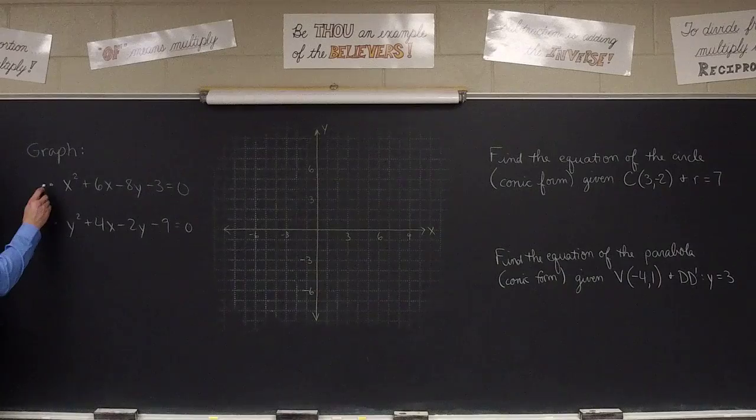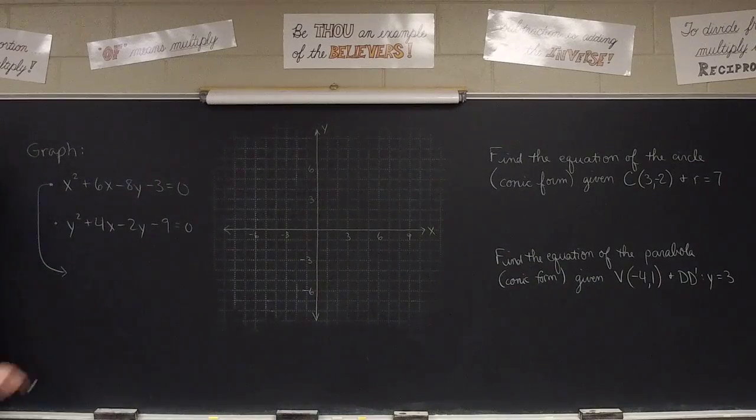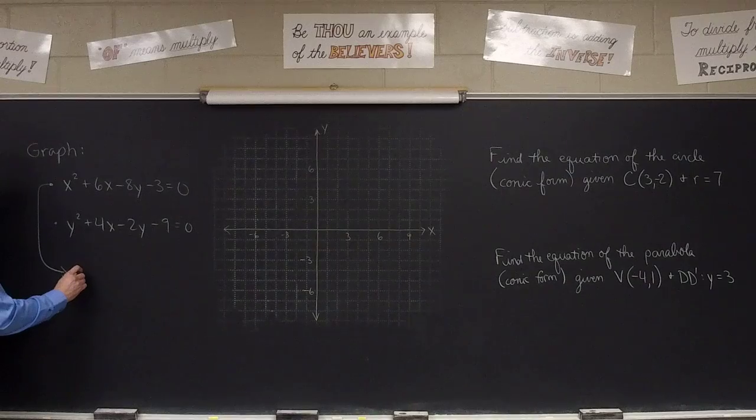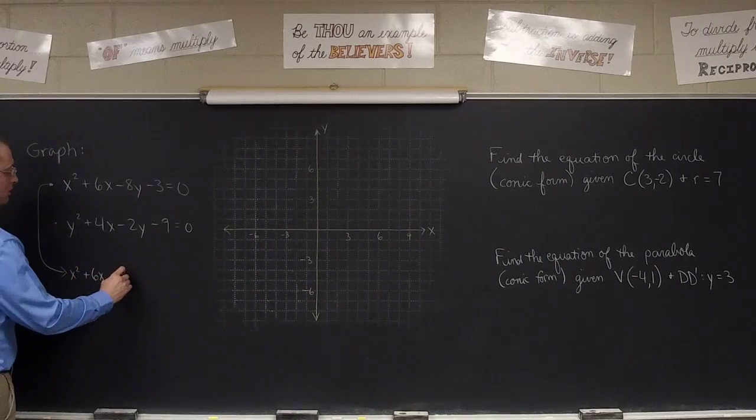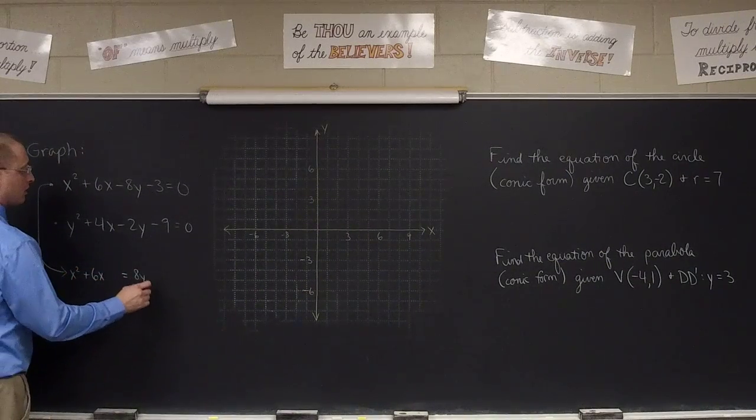All right, so Jamie, on the first equation, first of all, what shape are we expecting to get here? A parabola. We know that because? Only one of them is squared. Good. And with the parabola, the first thing we want to do is move everything that's not the squares to the other side. So x squared plus 6x, leave a space, equals 8y plus 3.